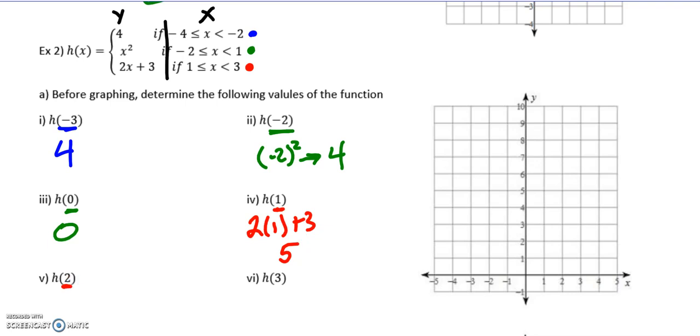H of 2 falls nice and squarely into the red, right in the middle of this guy here. So I'm going to end up getting 2 times 2 plus 3, which is 7.